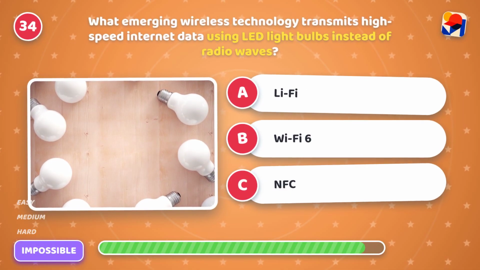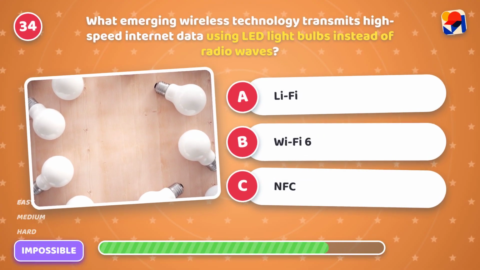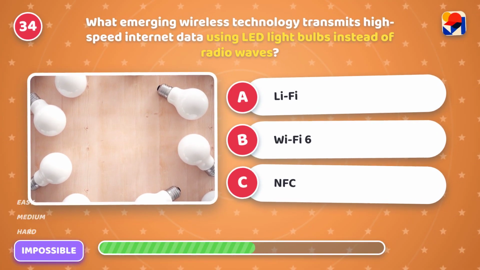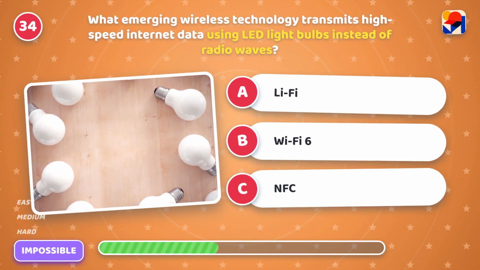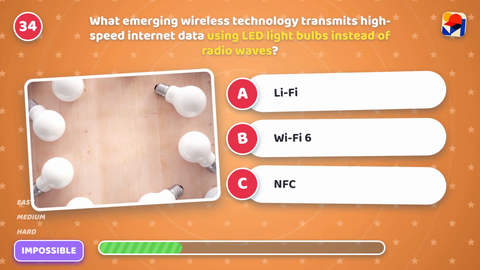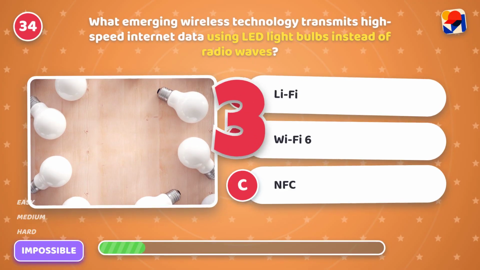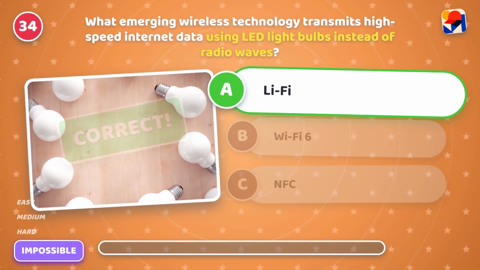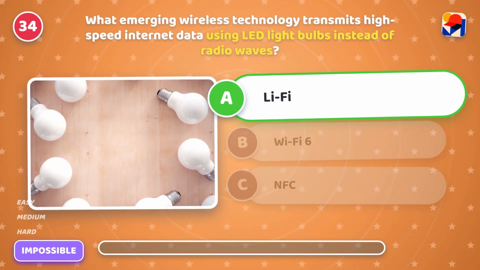What emerging wireless technology transmits high-speed internet data using LED light bulbs instead of radio waves? Is it A, Li-Fi, B, Wi-Fi 6, or C, NFC? It's A, Li-Fi. It transmits data through light.